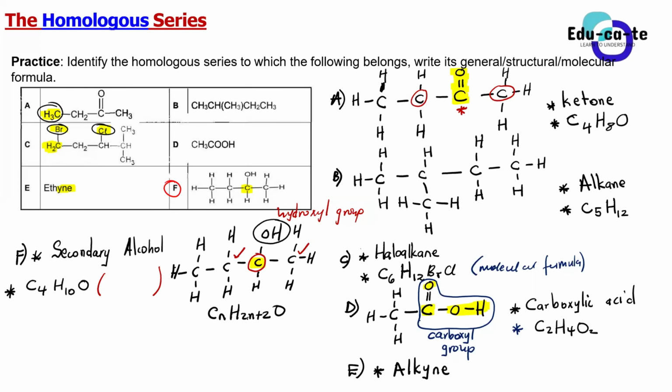Don't you guys remember me telling you about a general formula like this? Didn't I mention it? Yes, I mentioned, guys, that you use the general formula so that you can find the molecular formula. So it's either you count the number of carbon atoms, the number of hydrogen atoms and the number of oxygen atoms manually, or you can use the general formula, guys.